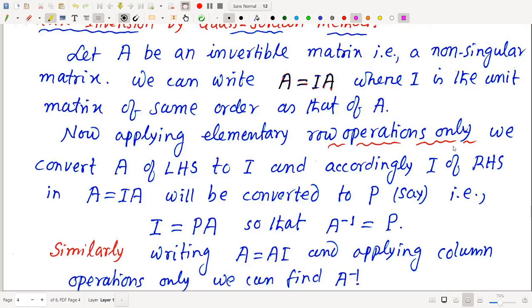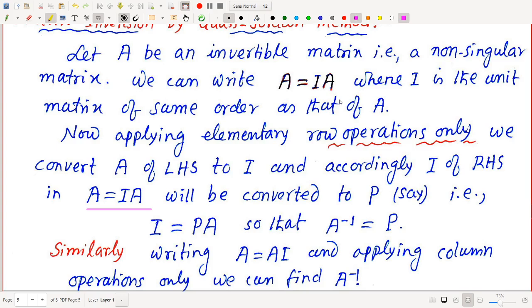Now applying elementary row operations only, this is important, row operations only, because we have written IA, we convert A on the LHS to I, and accordingly I on the RHS in A equal to IA will be converted to P, that is I equal to PA, so that A inverse equal to P, because PA equal to I means by definition P is the inverse of A. So this is the Gauss-Jordan method.